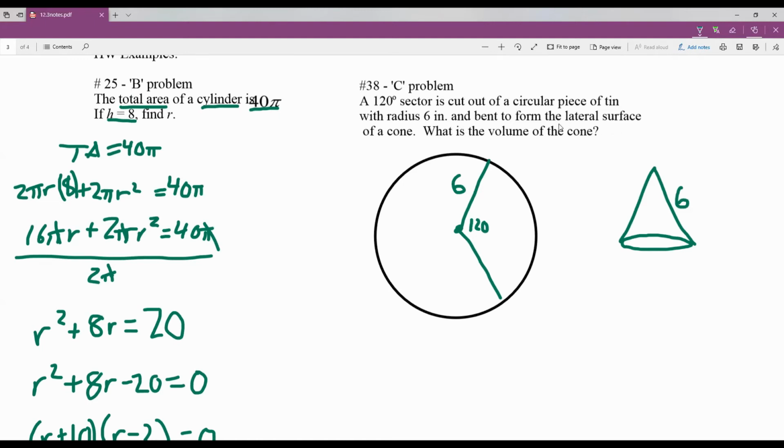One thing is, if we were to cut this out, what it turns into is the lateral surface of a cone. So if we cut this piece out, the lateral surface is going to be equal to the area of this cone. So we need to look back and find what the area of the sector is going to be. So the area of a sector is going to be x over 360 pi r squared.